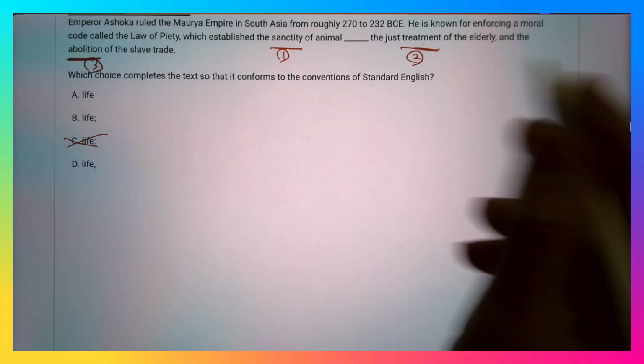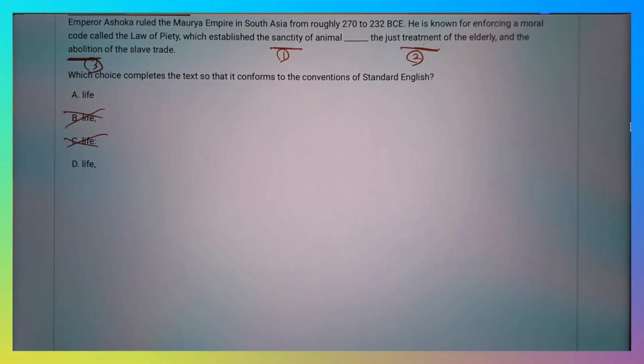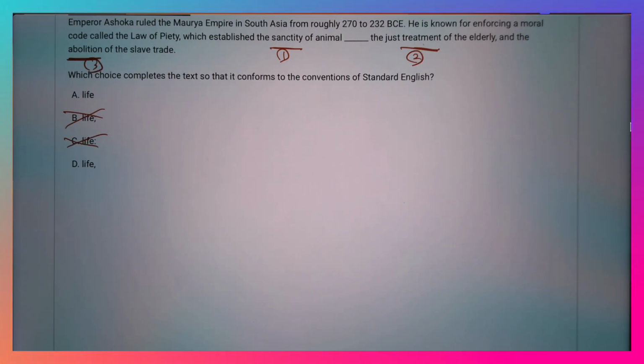A semicolon also cannot be used, because anything to the right of this semicolon will become a fragment. You use a semicolon in two cases. One, when you are connecting two independent clauses, and we're not seeing that. Two, when you have a list of items where something is more general and more specific. And we're not seeing that here.